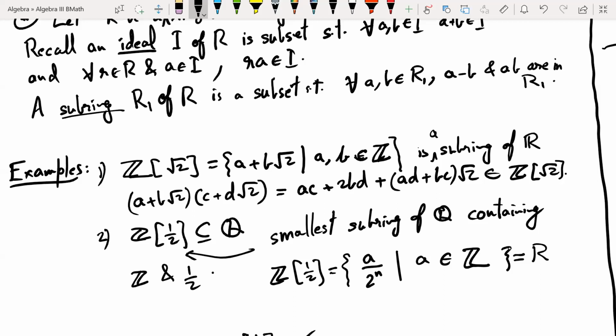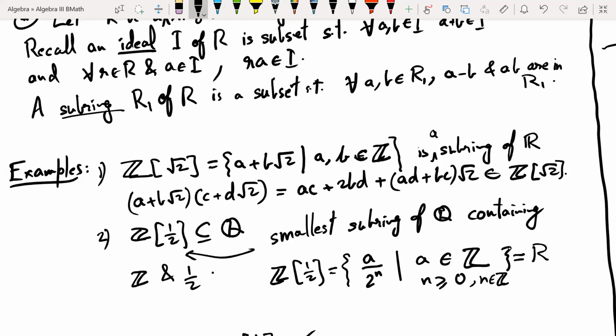So this is what it is. Z half is precisely a over 2 power n, where n is some integer greater than or equal to 0, I can make it 0. N in Z. So of course you can check that these guys are in there. Both the directions are okay.